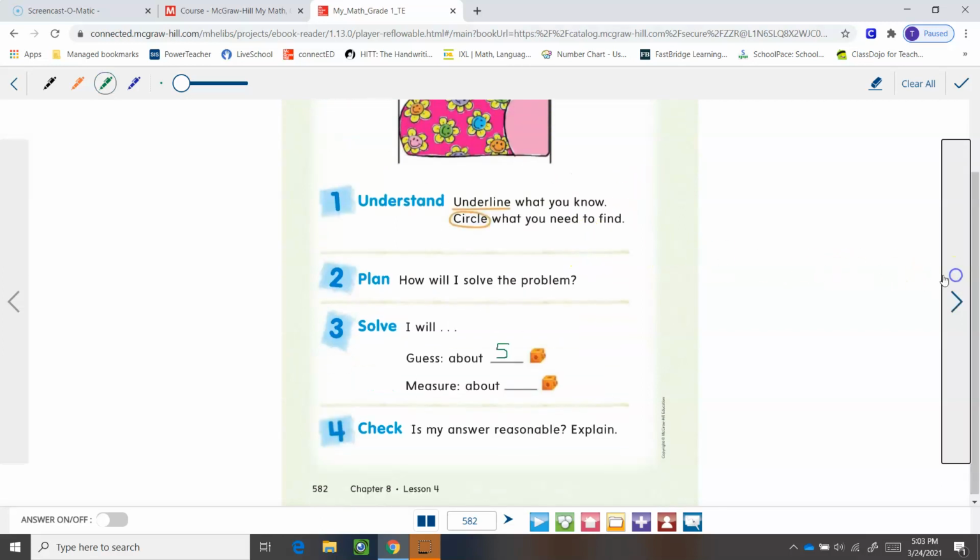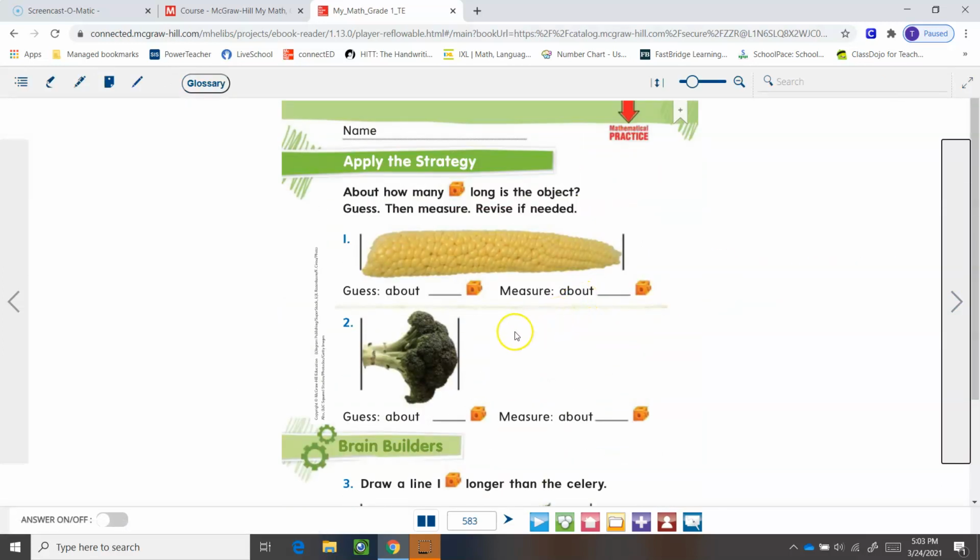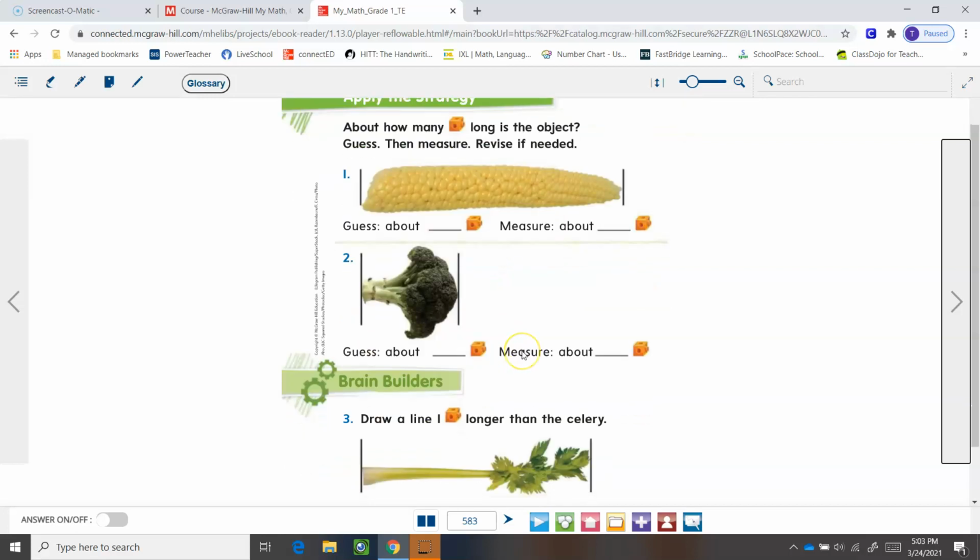So today for your practice, again, you might not have cubes, so you can use other items that you have at home and just change it on your paper from the cubes to whatever item you have. If you have cubes, that's awesome. If not, just use whatever you have, and you're going to first guess how long the corn is and then actually measure it. Again, we want to stay between the two black lines to measure the actual object. We want to make sure that our measuring doesn't go in front of or behind that black line.